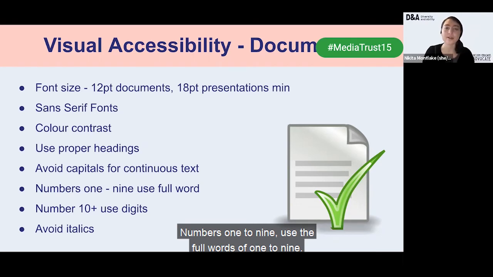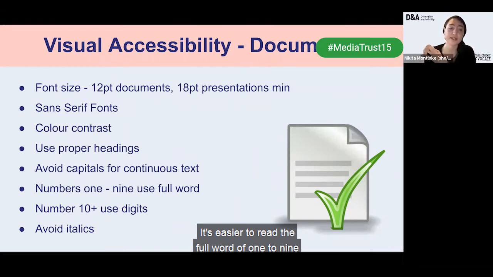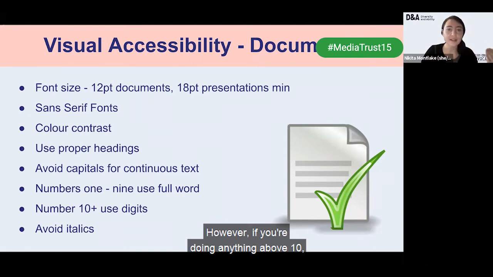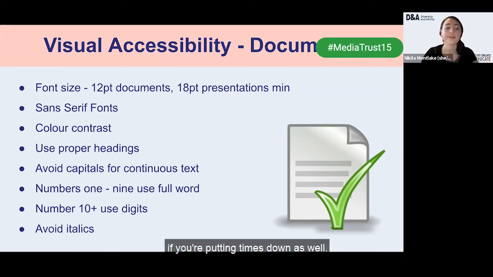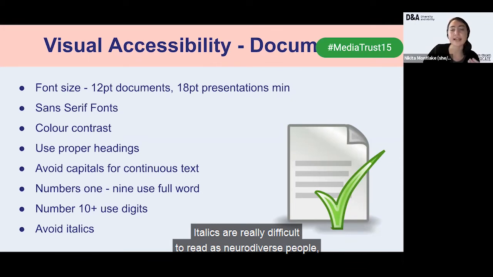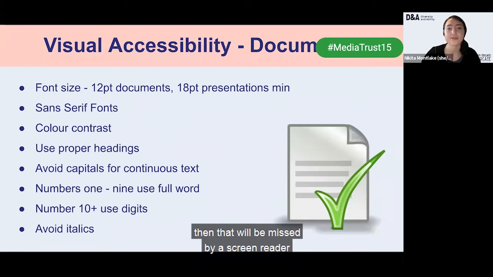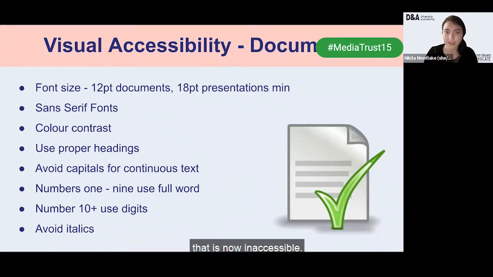Numbers 1 to 9, use the full words. It's easier to read the full word for 1 to 9 than it is to read the digits. However, for any numbers above 10, it's easier to read the digits. And this applies to time if you're putting times down as well. And avoid italics. Italics are really difficult to read as neurodiverse people. The slantiness means the letters get skewed and are a bit harder to distinguish, but also a lot of screen readers don't pick up italics. So if something's in italics, it will be missed by a screen reader, and that could be a huge chunk of information that is now inaccessible. So really key to bear these in mind.